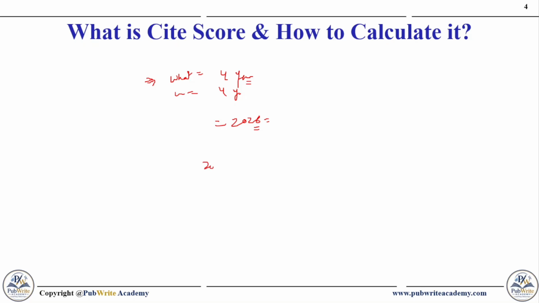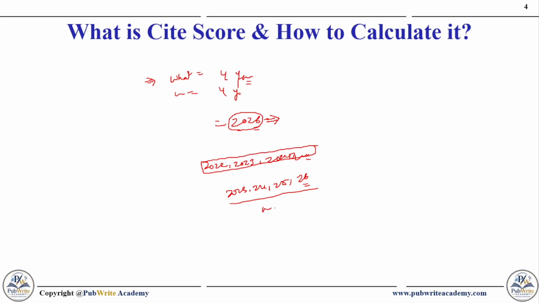So what we will do, we will go for 2022, 2023, 2024, and 2025. But this is only applied to the impact factor. Let me tell you, whenever we are calculating the CiteScore, we should also take into consideration 2026. So we will calculate for 2023, 24, 25, and 26 till now. Then we will divide it by the number of documents published.